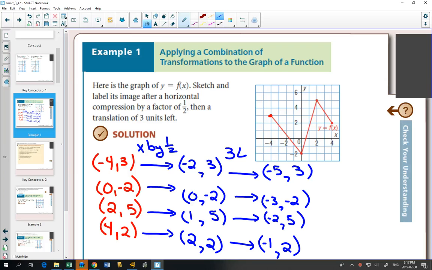We can plot those points: -5, 3, -3, 2, -2, 5, and -1, 2. Connect your points. Take a look. Does it look like it's been compressed? Uh-oh.